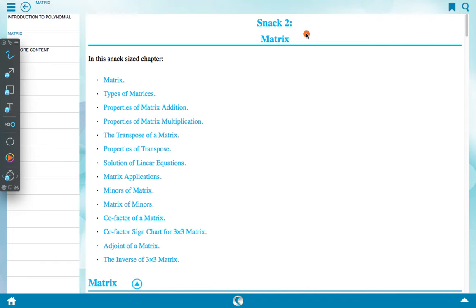Next topic, snack size matrix. Here in this snack size chapter, we'll discuss matrix, types of matrices, properties of matrices addition, properties of matrices multiplication, the transpose of matrix, properties of transpose, solution to linear equation, matrix application, minor of matrix, matrix of minor, cofactor of a matrix, cofactor sign chart for 3×3 matrix, adjoint of matrix, inverse of 3×3 matrix.